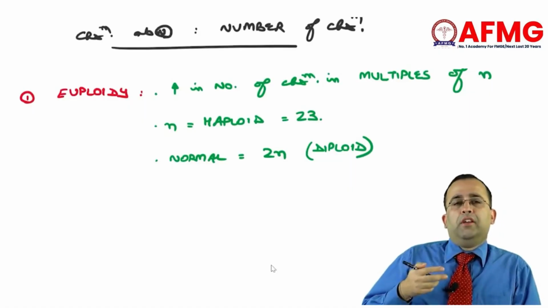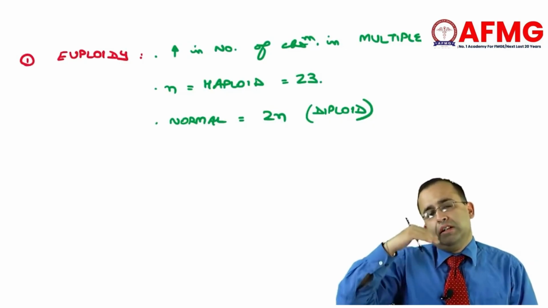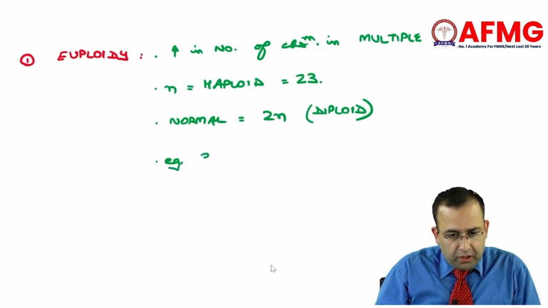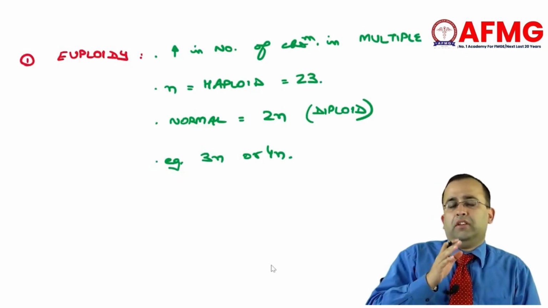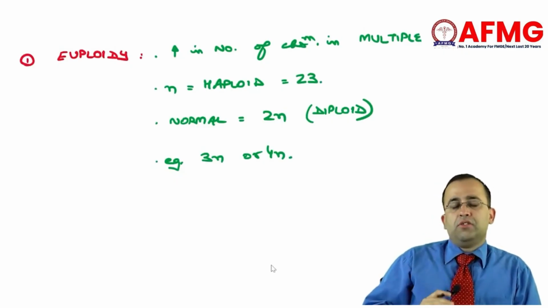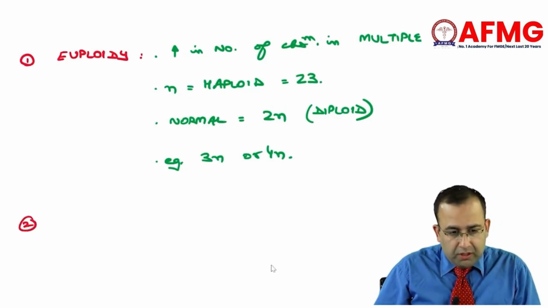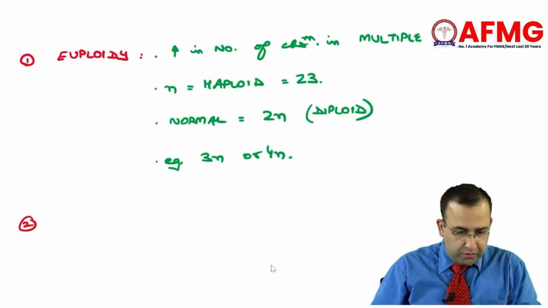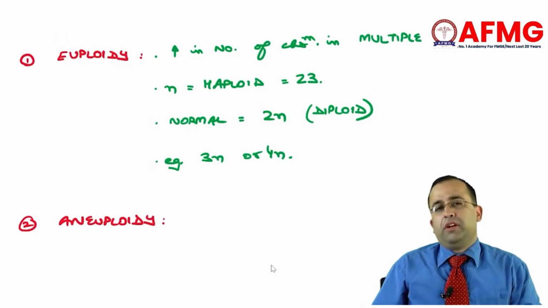So euploidy is an increase in number of chromosomes in multiples of n. Examples of euploidy are 3n or 4n. This is euploidy. The next chromosomal abnormality in number of chromosomes is aneuploidy.